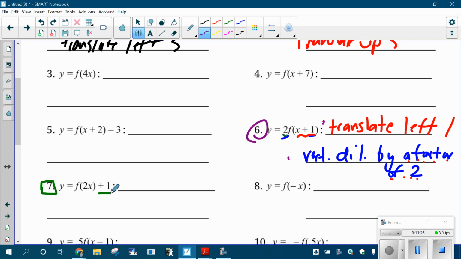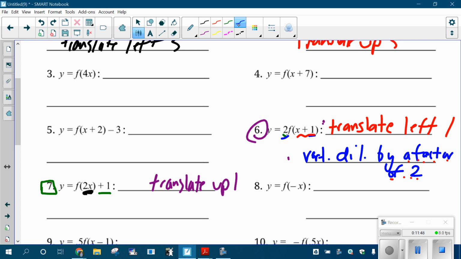I got a +1. It's on the outside, so it's vertical. It's a vertical transformation, so it works normal, and a +1 is just a translation, up 1. Inside the parentheses is horizontal. It's multiplication, so it's going to be a stretch. It's going to be a dilation.